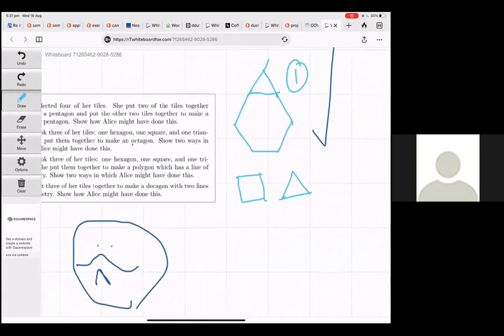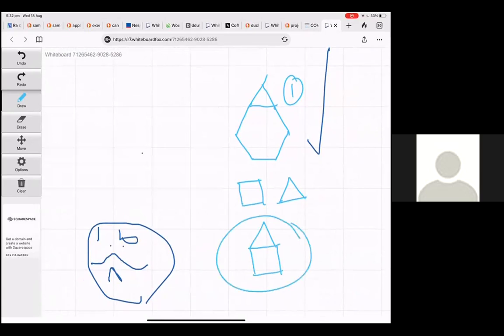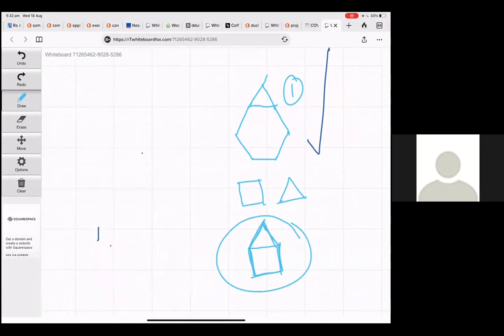So can I make a pentagon with these? Yes. How? Draw it. Put the triangle on top of the square. There's really only one way to connect them, and that's to do this. That was one of my solutions. None of these make straight lines. They all remain as different edges. So the total number of sides is 1, 2, 3, 4, 5, which is a pentagon. That's the second way to do it.